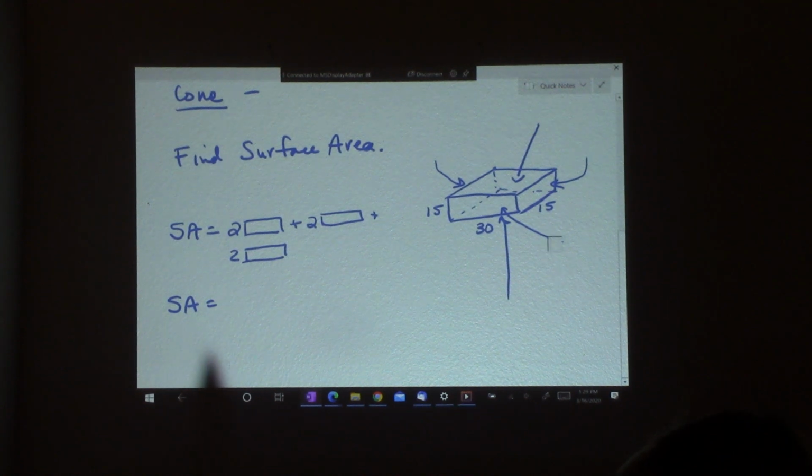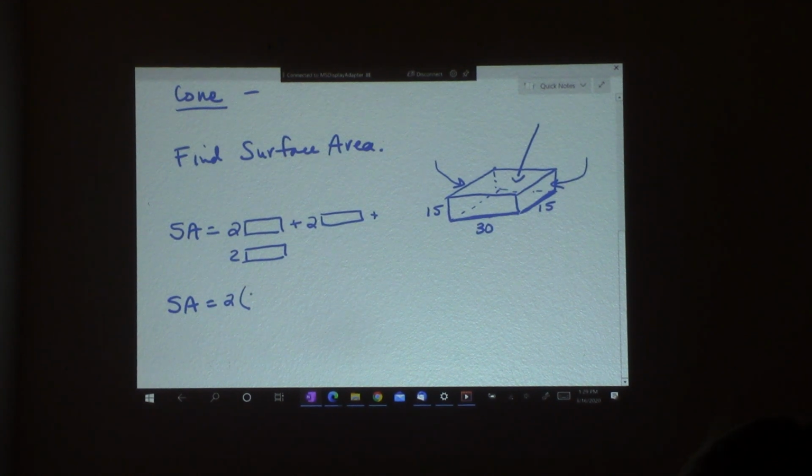So here I have, I'm going to erase these arrows. So I have the bottom. One side is 30, the other side is 15. So I'm going to have 2 rectangles, the top and the bottom, that are 30 times 15. Okay, so I've done the top and the bottom.